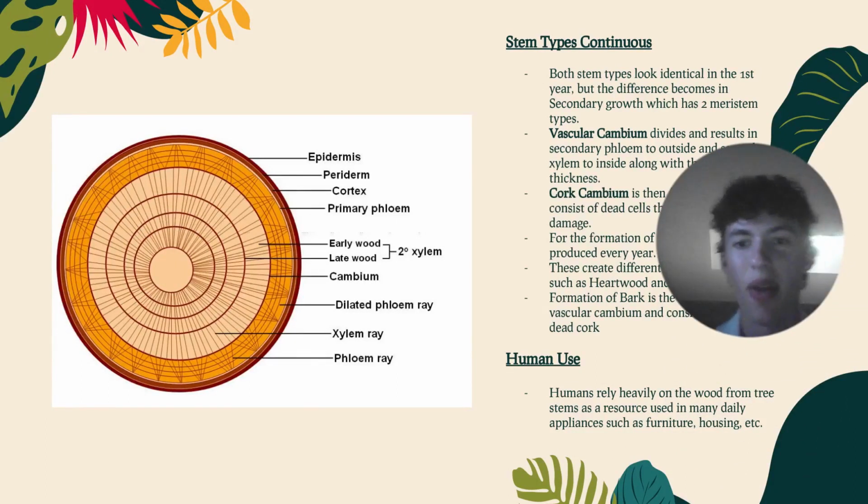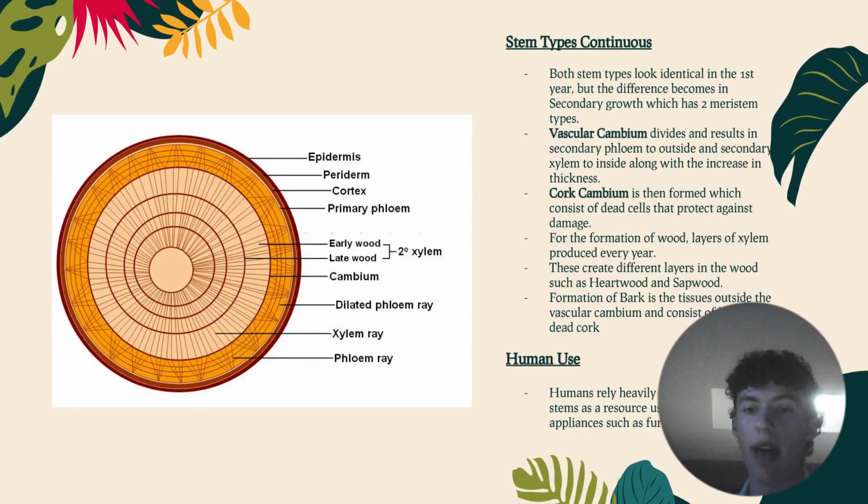For human use, humans rely heavily upon the stem as a resource. You can see this in the wood from trees, mainly for daily appliances such as furniture and housing, right? Especially in Canada, forestry is a big business, and Canada relies on it heavily, especially when dealing with other countries, because of how many trees and forests we have here. So stuff like furniture and everyday appliances.